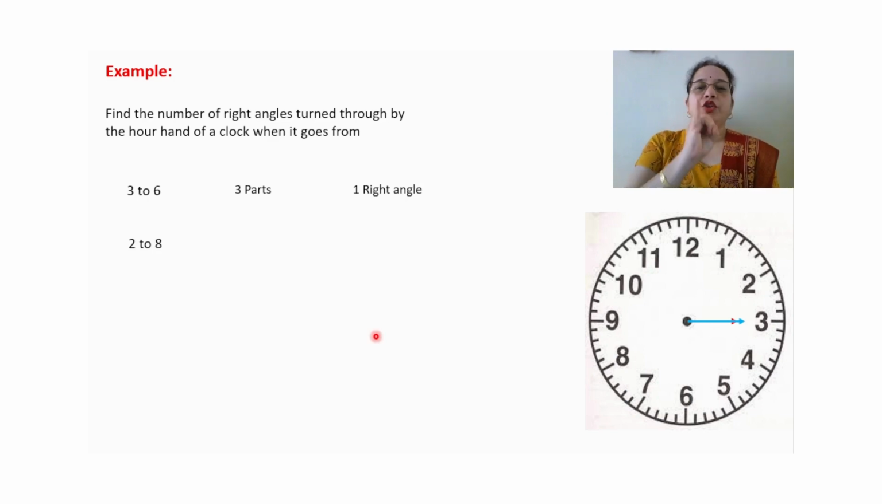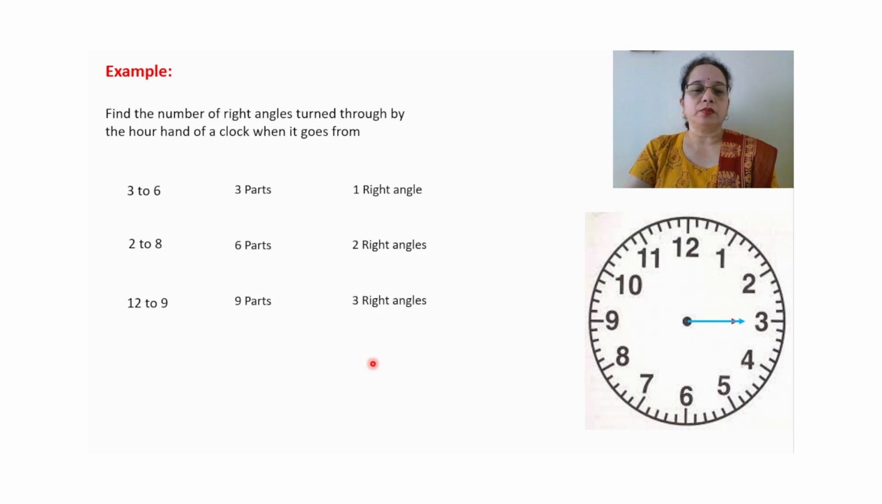2 to 8: 3, 4, 5, 6, 7, 8. Total 6 parts will be there. 6 parts means 2 right angles. You can observe from here, if the clock hand is at 2 and this is at 8, so how many right angles will be there? 12 to 9, so 9 parts will be there. 9 parts means 3 right angles.